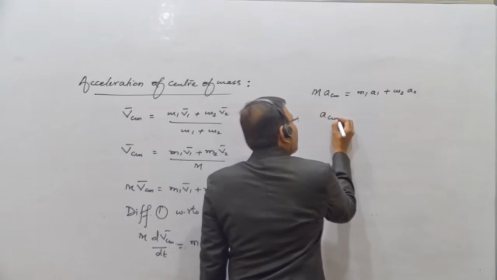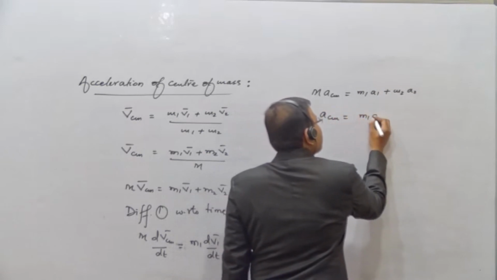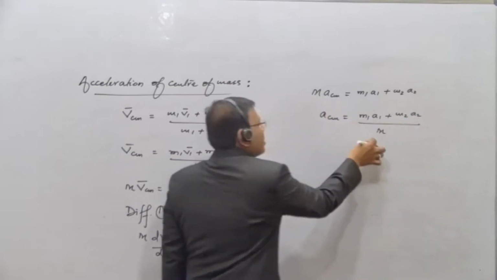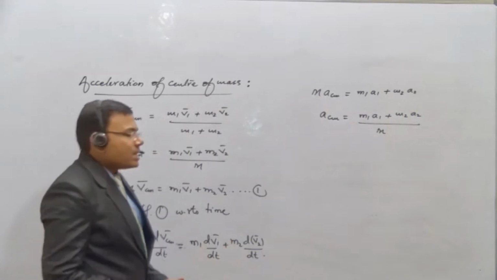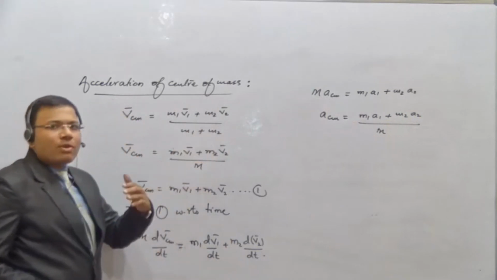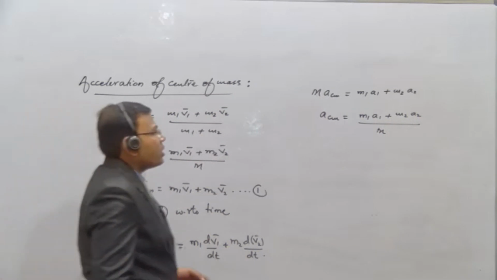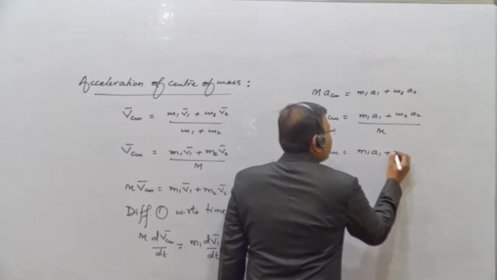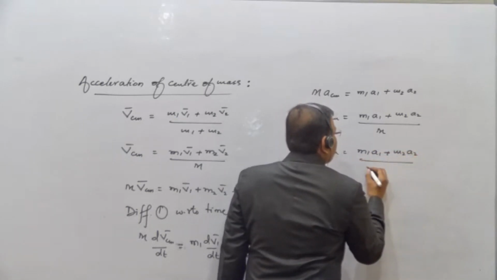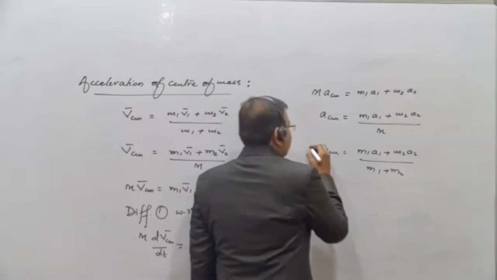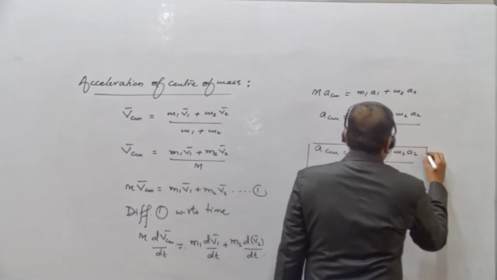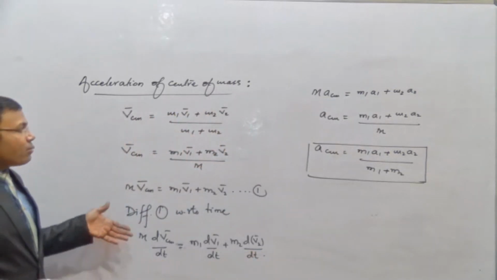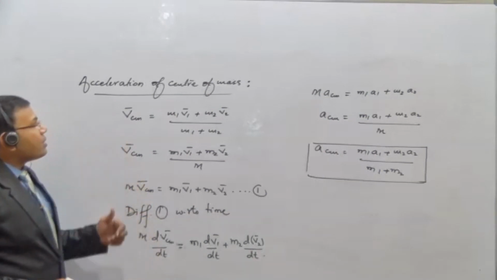Now what is acm? It is the acceleration of the center of mass. It is m1 a1 plus m2 a2 by M, taking M in the denominator. Now what did we consider M? M we have considered as the sum of the masses of all the particles. So therefore I'll modify it: acm is m1 a1 plus m2 a2 by m1 plus m2. So this is the concept we need for the acceleration of the center of mass.